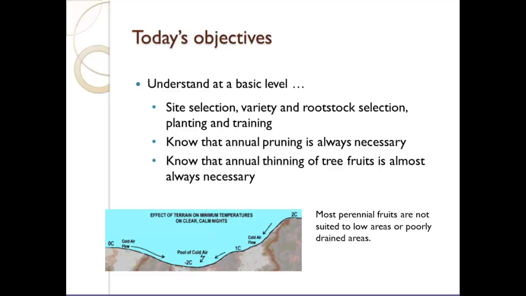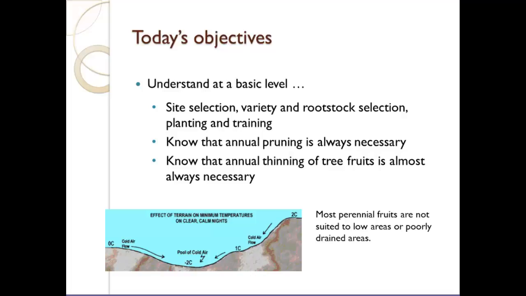As we move through this today, my main objective is, if you're thinking about putting in either tree fruit or small fruit, that you understand at a basic level the key site selection characteristics, some information about varieties, and particularly when we're talking about apples, rootstock selection, and then overall planting and training. We're going to talk about some of the annual pruning that is necessary for a lot of these woody perennials, and particularly on apple, annual thinning, both chemically and manually on tree fruit.